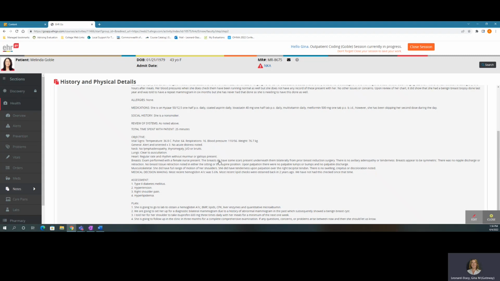And then finally, the E&M that I coded for this patient was 99213. She's an established patient, and it says up here that the provider spent 25 minutes with her. So those are the codes that I got for patient Melinda Goble.